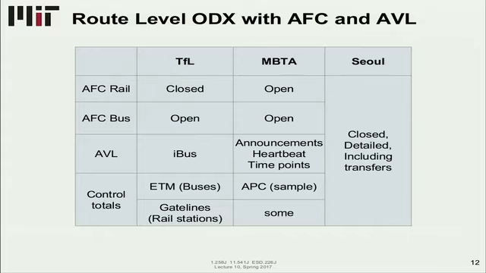What if we only have AFC and AVL? So now we don't have control totals. AFC might give you boardings, but not alightings, right? So what are the ways of scaling up with that? You have different systems, and it depends on the system, right?